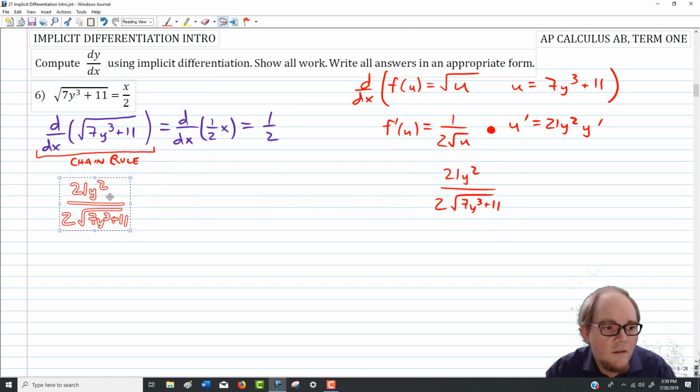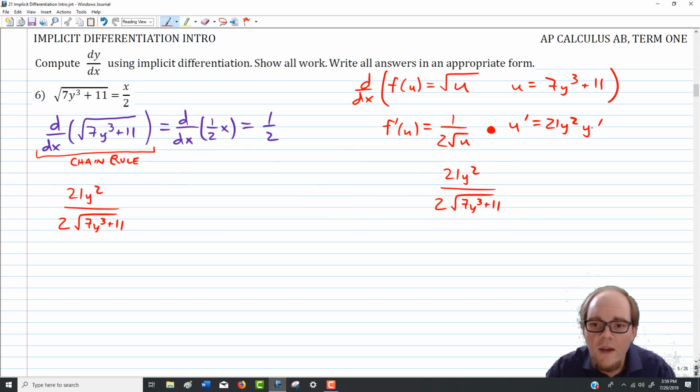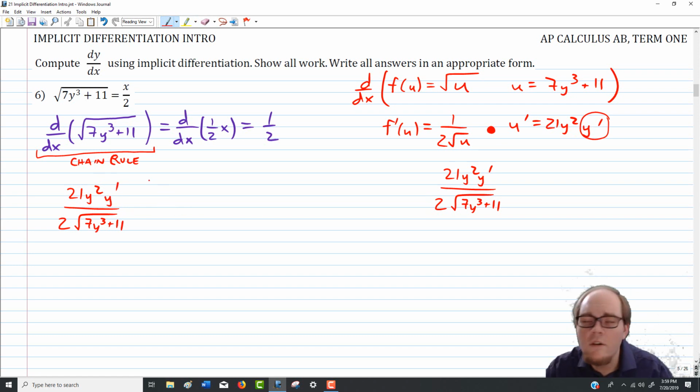Oh, except for one thing. Can you see what I forgot? Forgot something really fast right there. I dropped the y prime. It needs to be there, so I've got to include it in there. Otherwise, we'll have nothing to save or share or solve for. So all of this is equal to 1/2. We mentioned that earlier. From here, we need to solve for y prime.